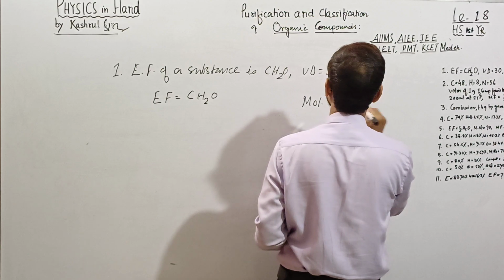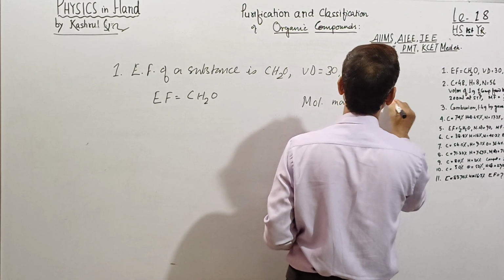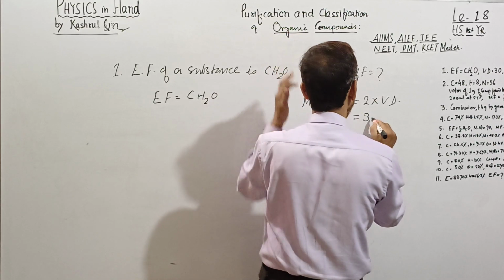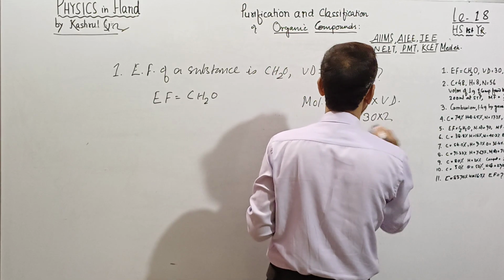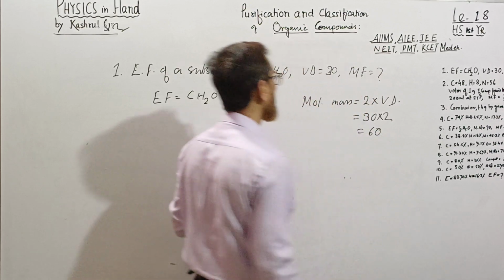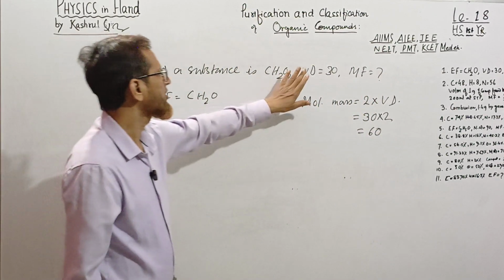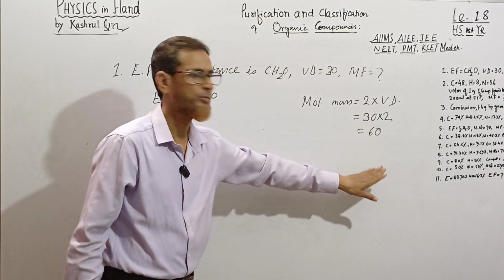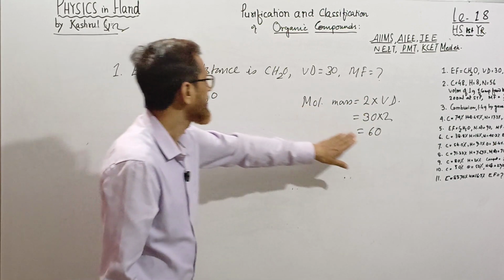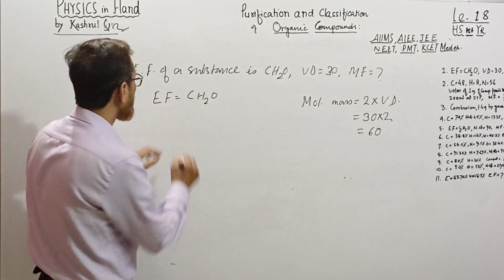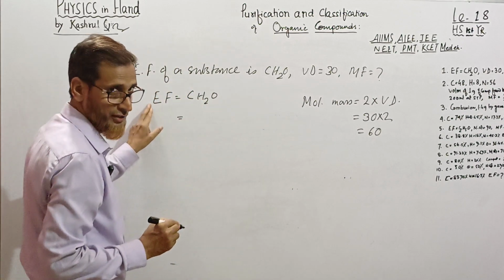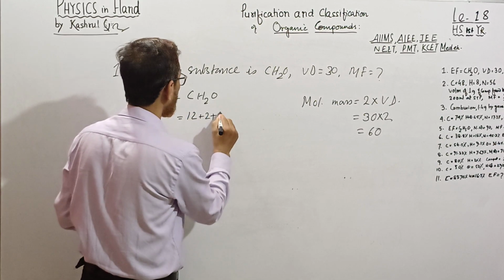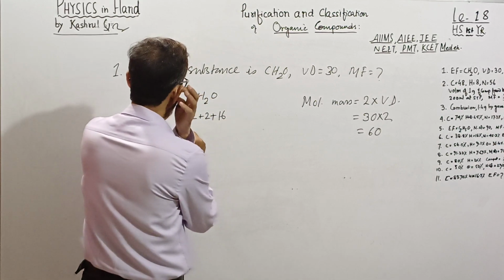molecular mass is equal to 2 into vapor density. So this is equal to 60. Am I right? So from these hints, we have calculated the molecular mass of the substance with the help of a very simple formula. Nothing to explain. It is 60. And now what is its empirical formula mass? It is 12 plus 2 plus 16.